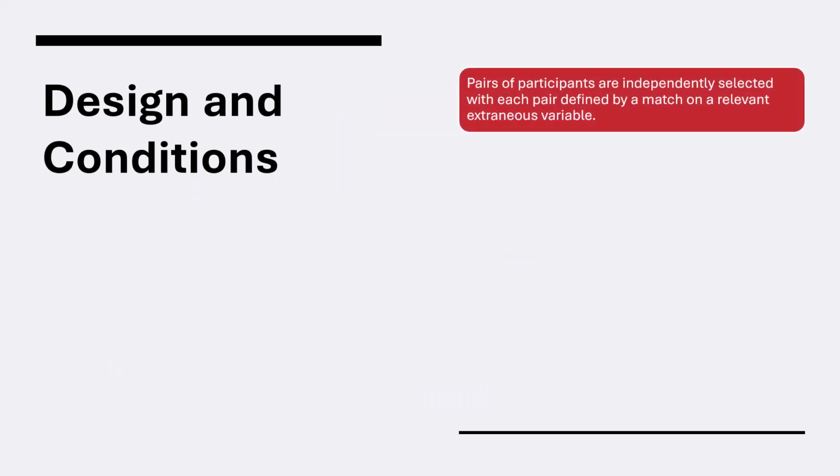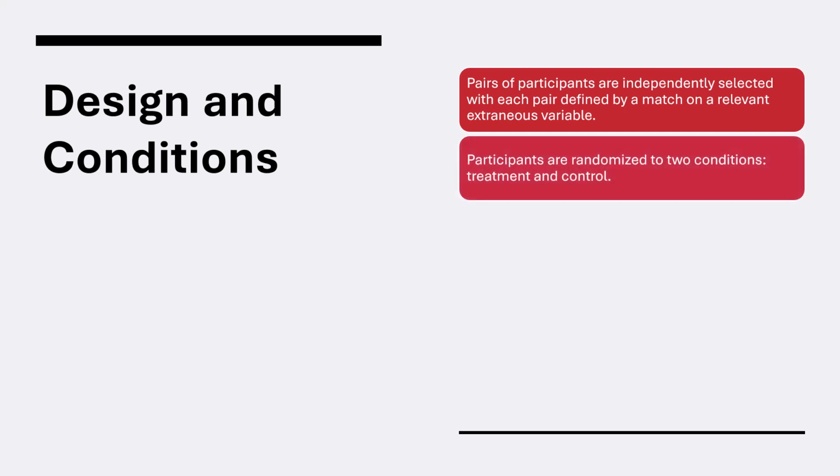Let's look at the design and conditions that we will need in order to conduct the sign test. The pairs of participants are independently selected, with each pair defined by a match on a relevant extraneous variable. Obviously, because of this match, the participants are not independent of one another within a pair, but the pairs must be independent of one another. This can be achieved by randomly selecting participants, matching them into pairs, and then randomizing to two conditions, a treatment and a control.